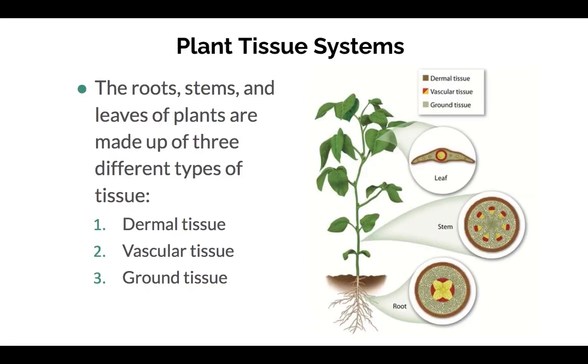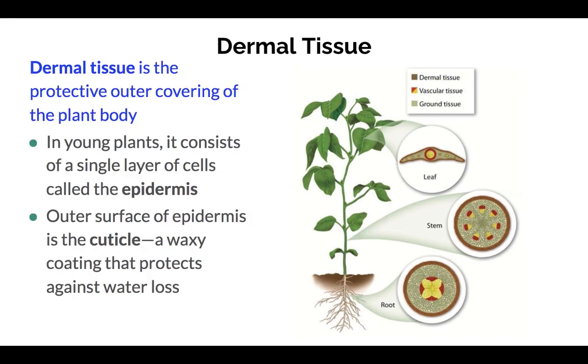Now, there are three main plant tissue systems. That is the dermal tissue, vascular tissue, and ground tissue. So dermal tissue is the protective outer covering of the plant body. So whenever you see dermal tissue, you should think epidermis, which is like skin, right? So dermal tissue is like the plant's skin.